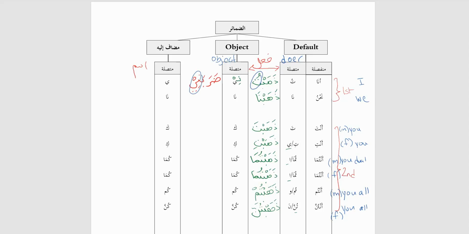But if, for example, I said darabtu, then what does this mean? This means I hit, because this tu is representing a doer form. Okay? So this means he hit me, but this means I hit. They both, tu and ni, both refer to ana, but one refers to ana as a doer and the other one refers to ana as an object. Okay, so let's go to the next one.